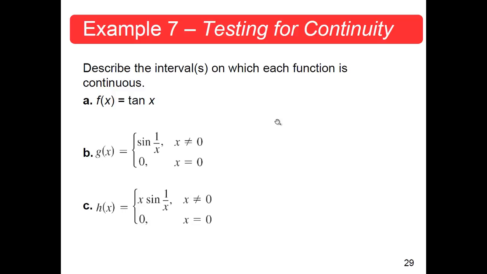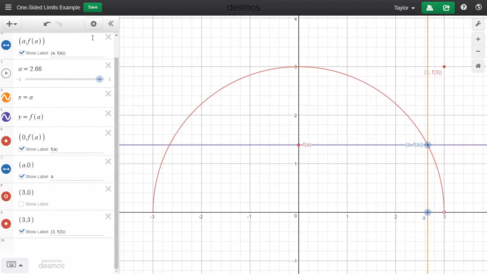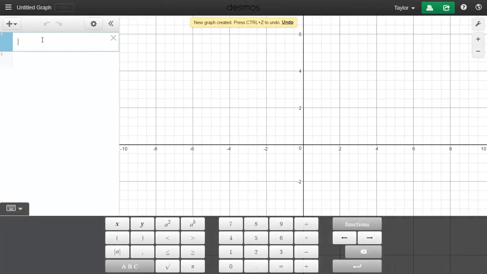Let's look at a few examples here. We're almost done. We're going to test for continuity, and this is going to be by graphing. Now, if I want to look at the intervals on which tangent is continuous, clearly tangent has asymptotes. It's not defined for all real numbers. You can either think about the Cartesian coordinate graph, or think about your unit circle and the points where tangent is not defined. In fact, let's just pull up a new graph and say y equals tan x.